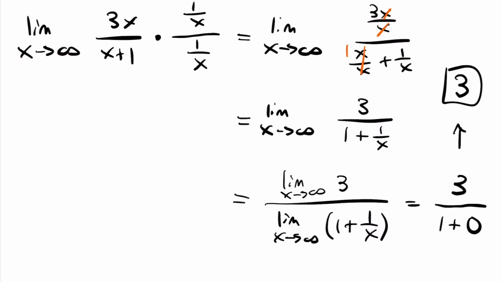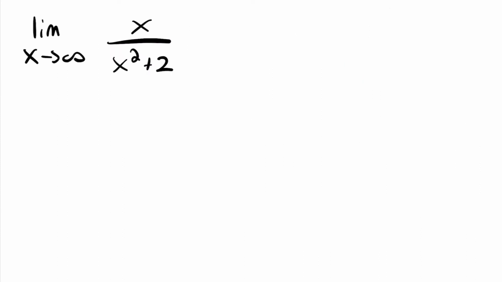We were actually able to evaluate this using some special limits, which gives us a nice answer in a generally quick way. But what if we were to look at a limit of a function where we have a power of x that's greater than 1? Is our method here still going to work? Well, let's try it out here. If I were to multiply by 1 over x divided by 1 over x, what would happen?